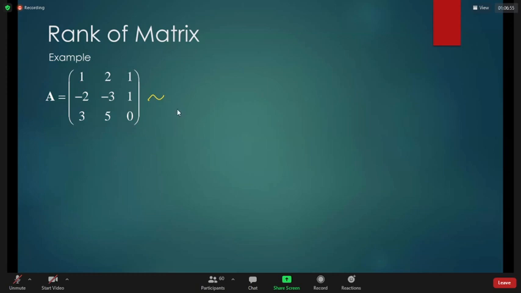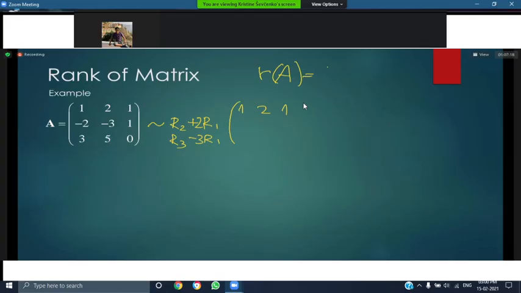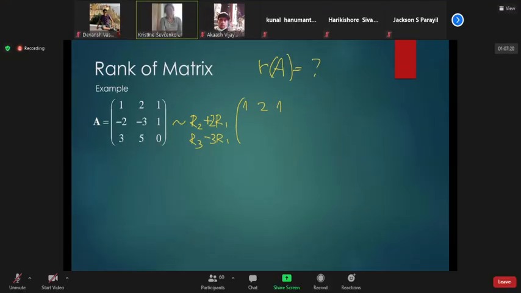All right, so the second row is second row plus 2 row 1, to make a 0 instead of 2, minus 2. And third row will be subtracting 3 row 1. And so we have 1, 2, 1. In this case, I'm not solving a system. I only want to see what the rank of the matrix A is. That's the only thing.